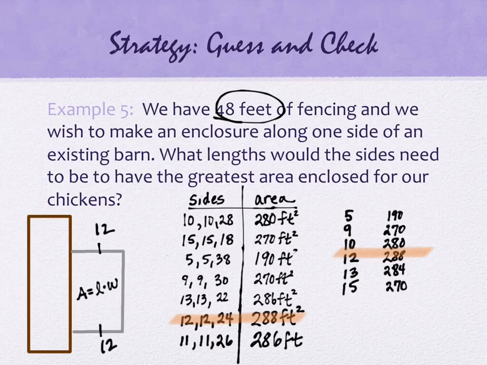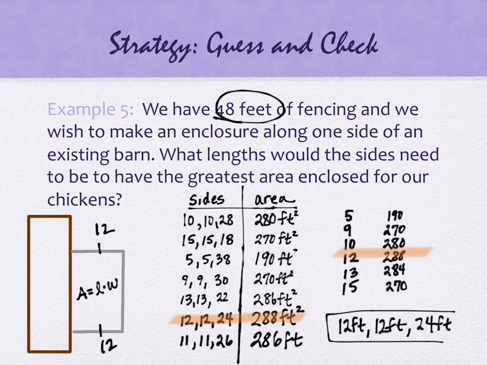And we need to make sure we answer the question that's asked. We've done all the work for it now. We just need to answer the question. It says, what lengths would the sides need to be to have the greatest area? Well, they would need to be 12 feet, 12 feet, and 24 feet. Make sense? Keeping track of our values helps us with that. Any questions on that one? That probably required the most work so far of any of the problems we've done.